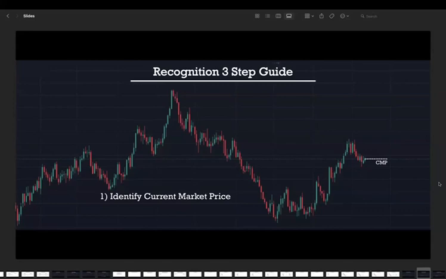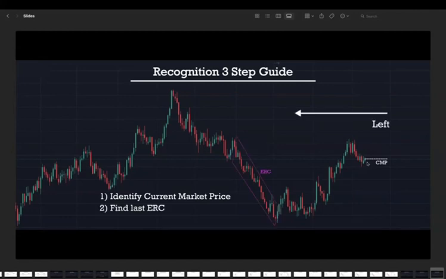And as I told you before, it is the very last price that you can see on the chart. So in our example, that is this. So CMP. Step number two, find the last group of the ERCs by looking left from CMP. First of all, we need to understand what the ERCs are. ERC stands for extended range candlesticks. One more time: E, extended, R, range, C, candlesticks. This is the name for the long candlesticks with massive bodies.